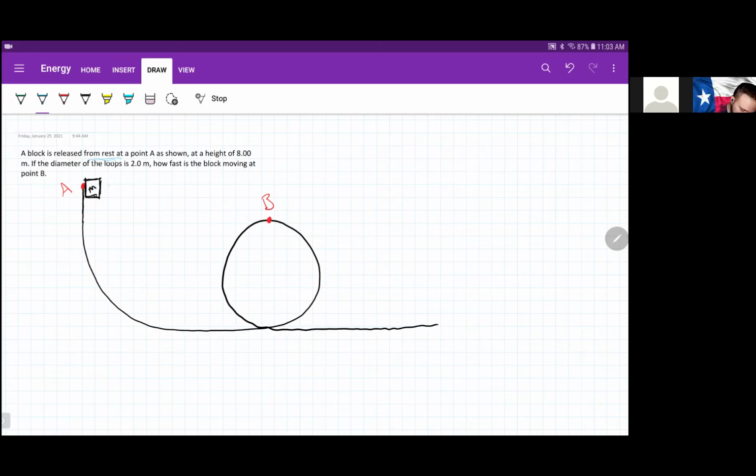So here at the top, my initial velocity is going to be 0. At point A, at this height, my initial y is going to be 8.00 meters.